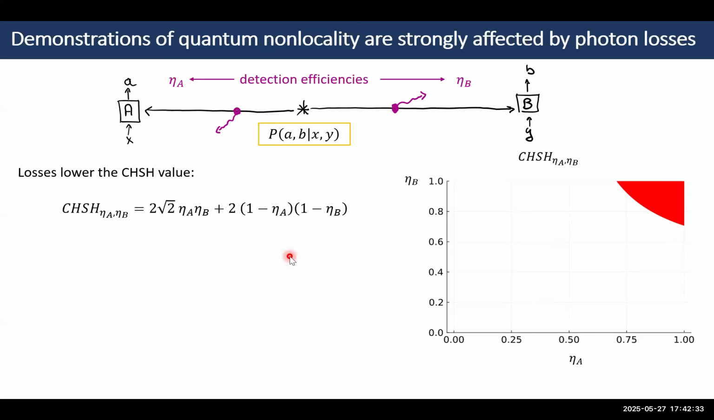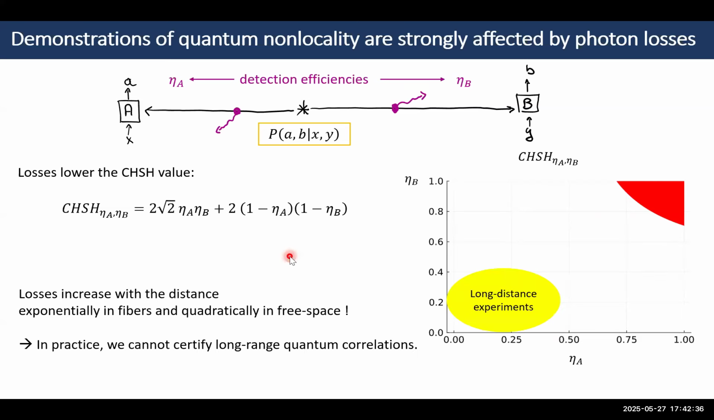The problem when you do long-distance experiments is that the losses increase with the distance. They increase exponentially in fibers, quadratically in free space. And so even after a few kilometers, you're actually in a parameter space which is here, the opposite corner of the region of the parameter space where you can observe a genuine violation, right? So this means that in practice, we cannot certify long-range quantum correlations. And so we also cannot use this non-local correlation for quantum key distribution experiments over large distances.